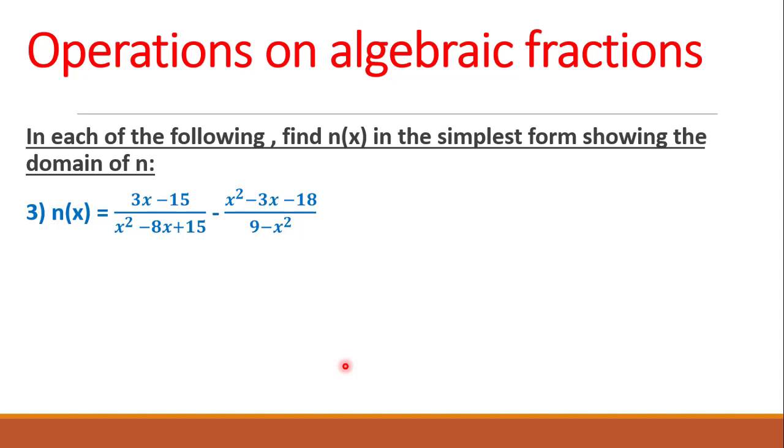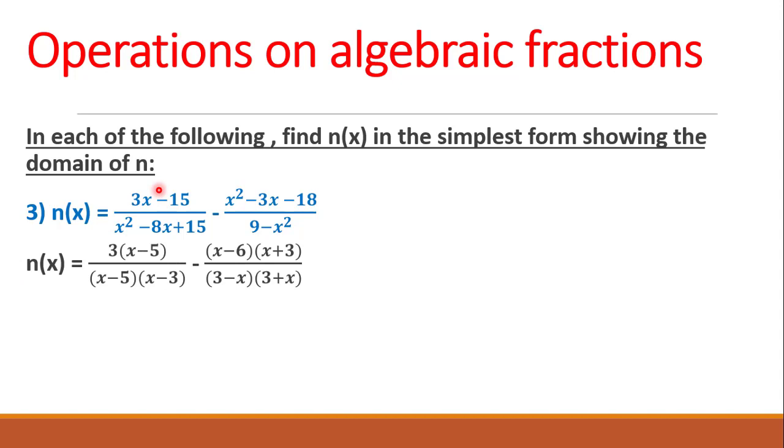Here also I want to get the domain and simplify. N of x equals 3x minus 15 over x power 2 minus 8x plus 15 minus x power 2 minus 3x minus 18 over 9 minus x power 2. The first step is factorize up and down. I'll take a common factor. Here we have 3 is a common factor, so I write it here. It will be 3 multiplied by x minus 5, because 15 divided by 3 equals 5.